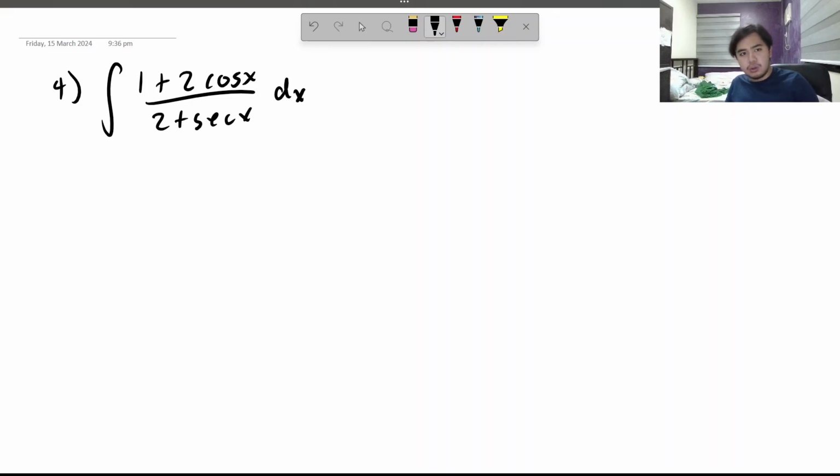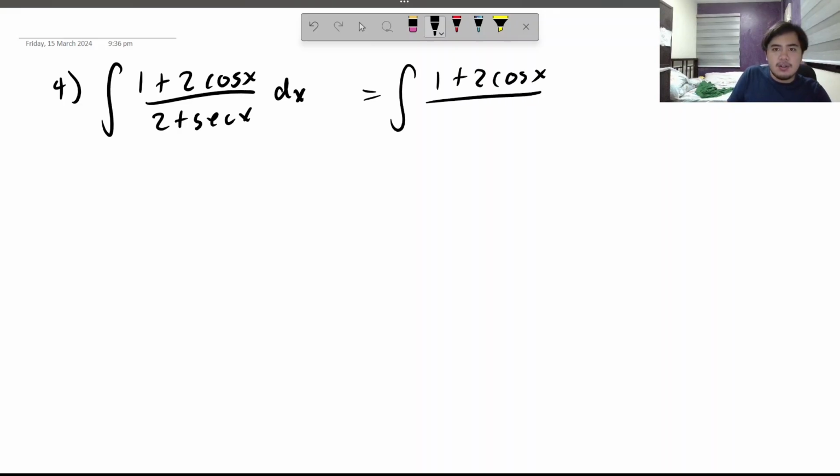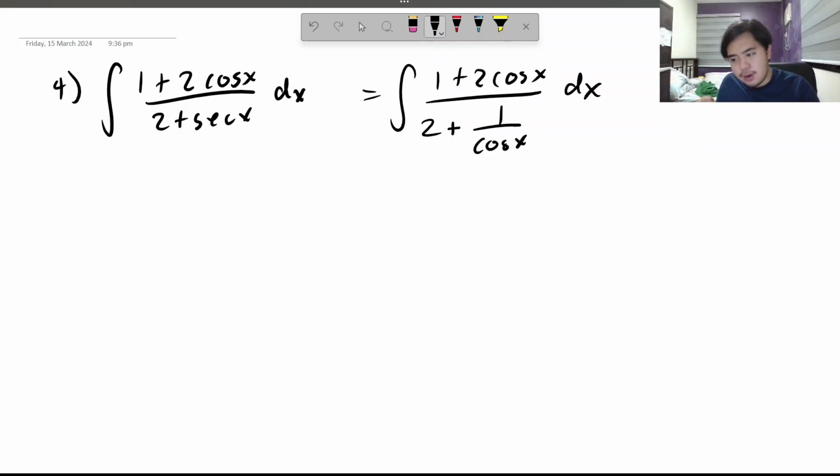So what we're going to do is to turn this into something related to sine or cosine. So 1 plus 2 cosine x remains cosine x over 2 plus secant x becomes 1 over cosine x. Right? Secant x equals 1 over cosine x. So what now here? Well, one good thing to do is to resolve the apparent complex fraction here. So we're going to be using the technique known as multiplying the numerator and denominator by the same thing.